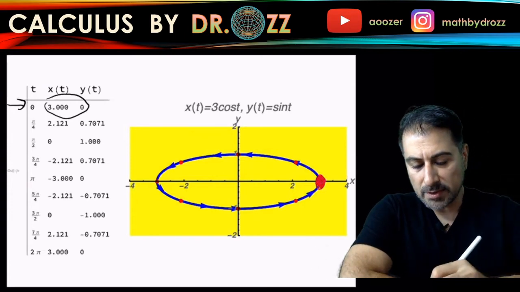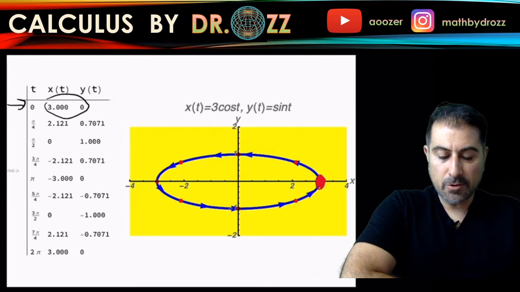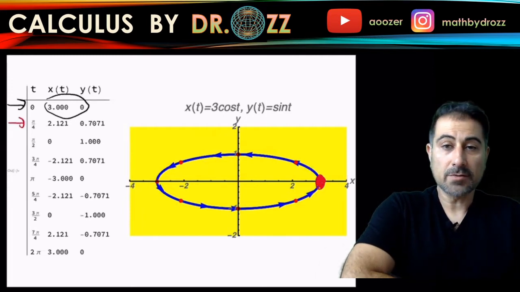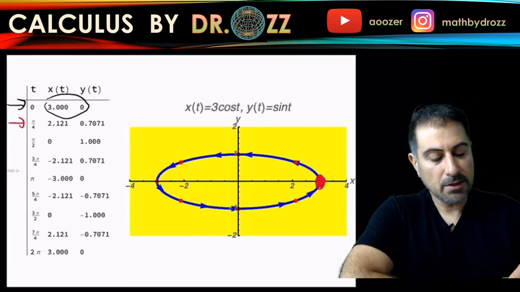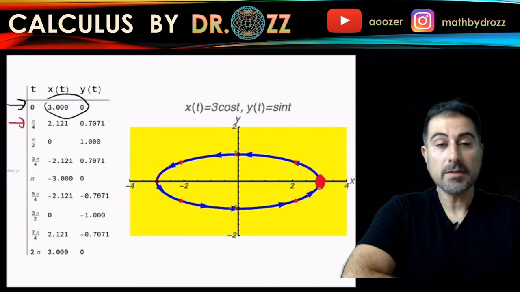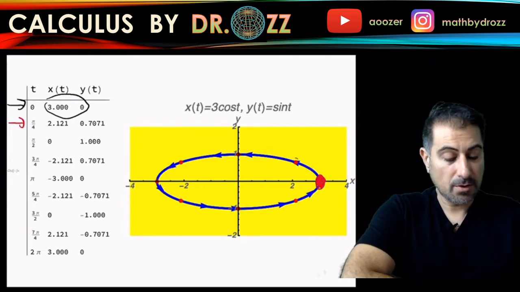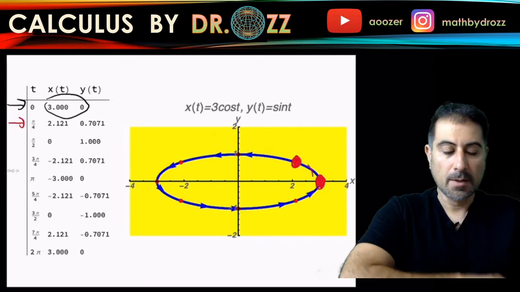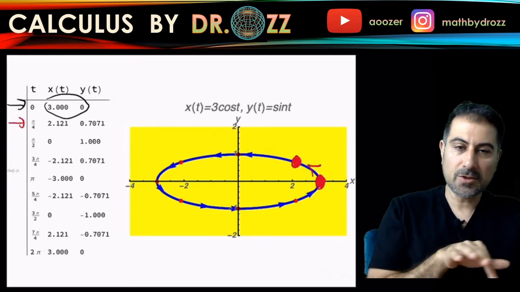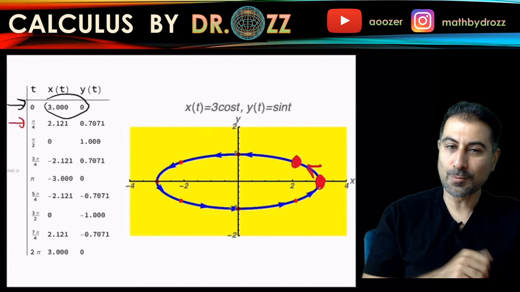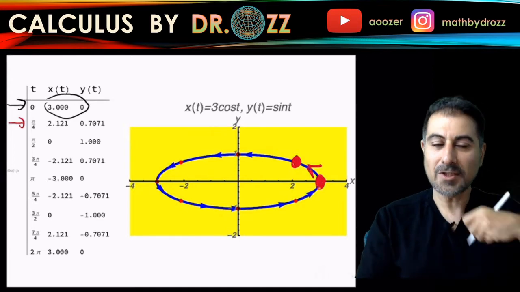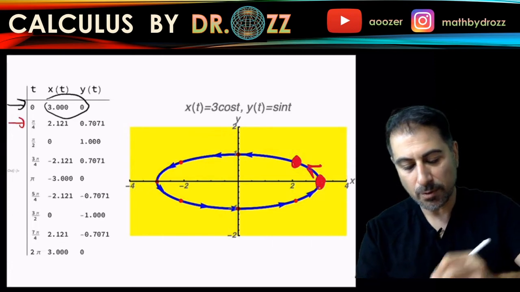The next point is pi over 4, and when you plug in, you need a calculator to get some numerical values. It's almost like 2.12 and 0.70. Here we go, this is the second point. As you see, I'm going in this direction. But without having the full picture, you may not see where you're heading, you may not see that this is an ellipse. So we have to keep adding sample points.